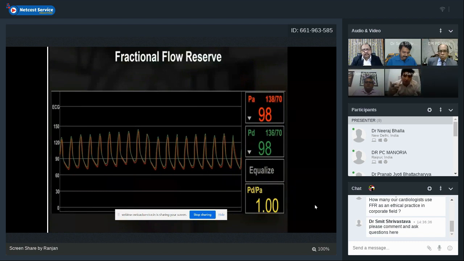It can't be that you push something and you get one or two beats of variation, some error, and you're taking that number. It's very important to equalize multiple times.